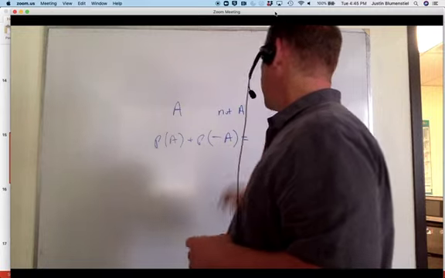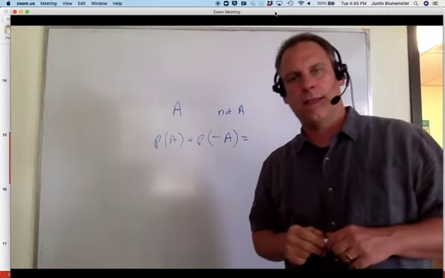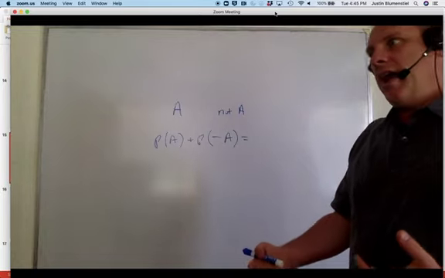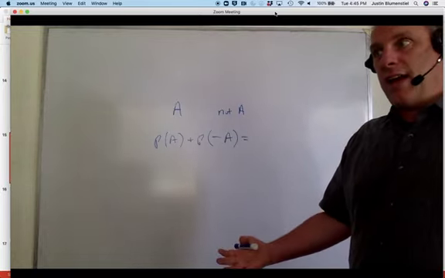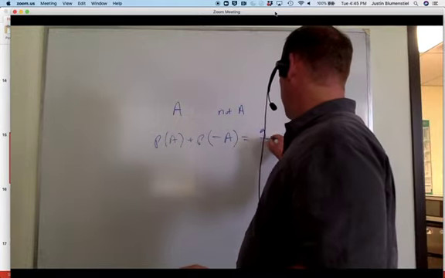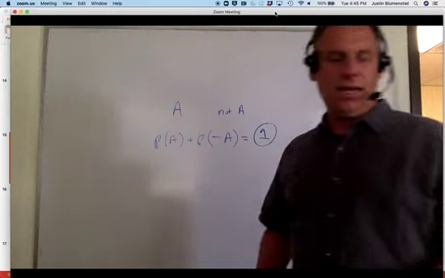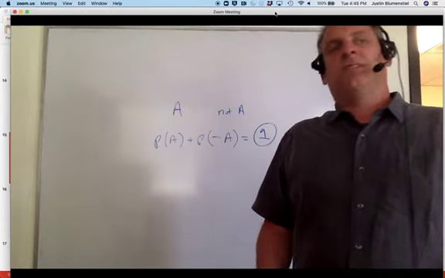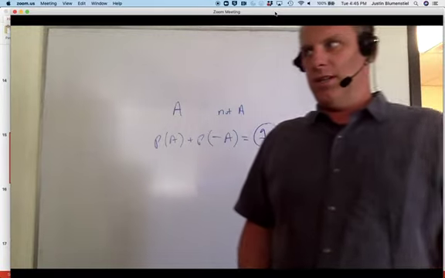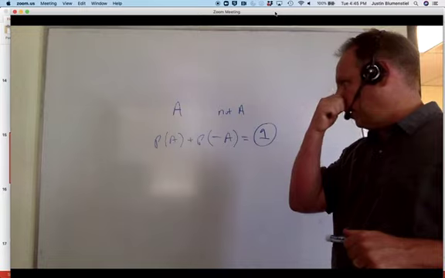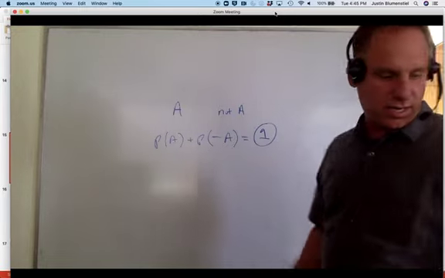Now, what do you think that adds up to? Well, this is the realm of all possibility, right? A and not A basically cover everything that could possibly happen. And this probability is going to add up to 1. The probability that my name is Justin plus the probability that my name is not Justin covers all the possible names in the world, and so that would add up to 1.